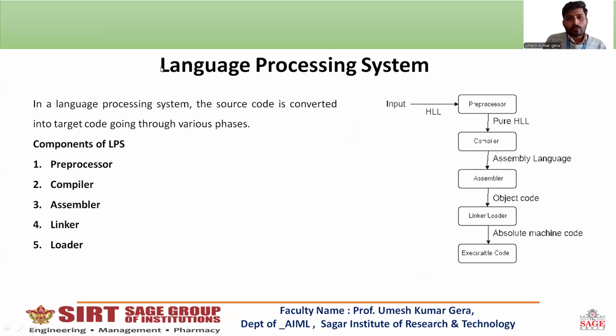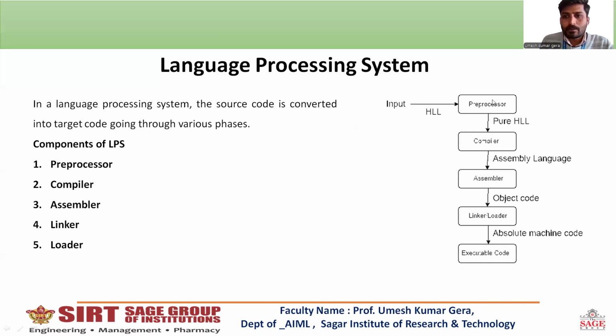So what is a language processing system? We know that we write a program in a high level programming language, and that program is converted into a machine level language program. What are the steps where the high level language program is converted into executable code? There are the 5 translators you have seen in the diagram. On these translators, your high level language program is converted into the executable code.